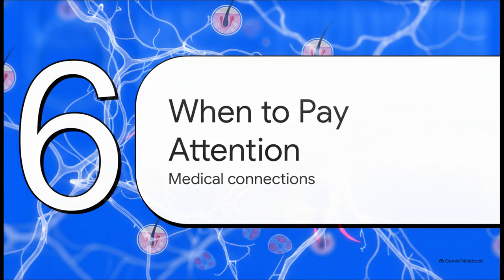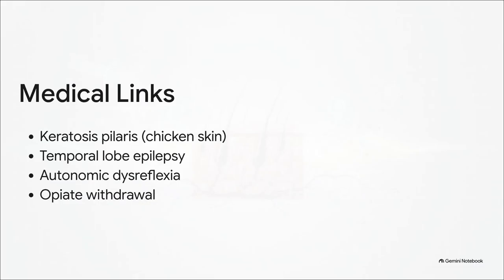Section 6. When to pay attention. While almost always harmless, there are a few rare medical links to be aware of. There's keratosis pilaris, which is often called chicken skin, and that gives the continuous appearance of goosebumps. And very rarely, they can be a precursor to a seizure in temporal lobe epilepsy or a sign of an overreacting nervous system in autonomic dysreflexia.